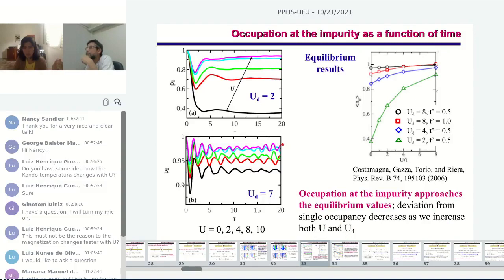Another thing is that the deviation from single occupancy decreases as we increase U and UD. So clearly we see here it's very close to 1. The occupation here changed just a little. And if we increase U for small values of UD, we again see that it goes to values closer to 1. This is important because we want to be in the Kondo regime. We want to be in a situation where the Kondo effect could take place. So we want to be close to this single occupancy situation.